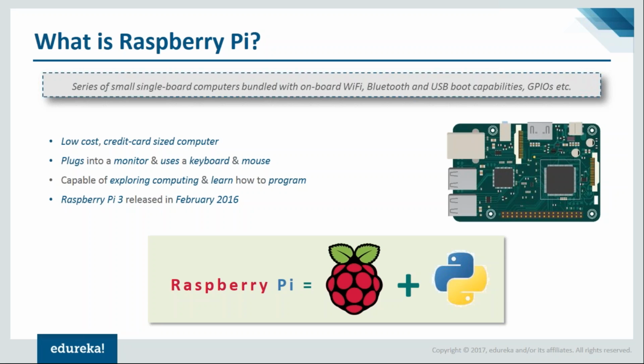Now, it basically is a very small, low-cost credit card computer which can be plugged into any monitor, and you can include a keyboard and mouse, and it increases the opportunity for people to explore, learn, and understand how to program as well. The latest version of Raspberry Pi is Raspberry Pi 3, which was released in February 2016. Raspberry Pi basically is a combination of Raspberry operating system and Pi, which basically stands for Python programming language.